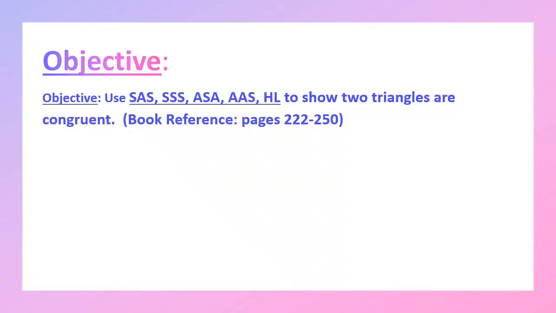If you have the copy of the notes, that's great. If not, you can either print them off of Canvas or you can just write these directly in your composition book. Just hit pause at the beginning of each page so that you have time to write the proof in your notebooks. Today's objective is to use side angle side, side side side, angle side angle, angle angle side, or hypotenuse leg to show two triangles are congruent. This can be referenced in your book on pages 222 through 250.